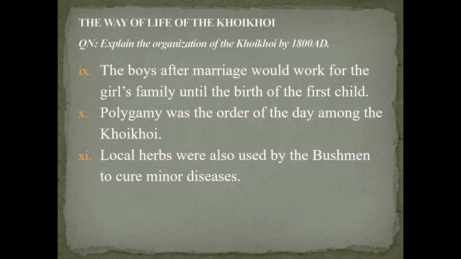And still like the San, after marriage, the boy went to stay with the in-laws. Those are the parents of the girl, until the birth of the first child. Okay, and the Khoikhoi, like the San or the Bushmen, were polygamous. Polygamy was the order of the day. A man could have many wives. Local herbs were used to cure minor diseases among the Khoikhoi.